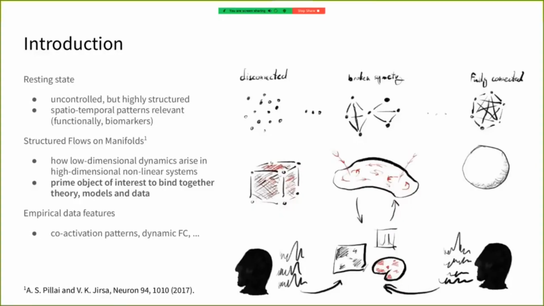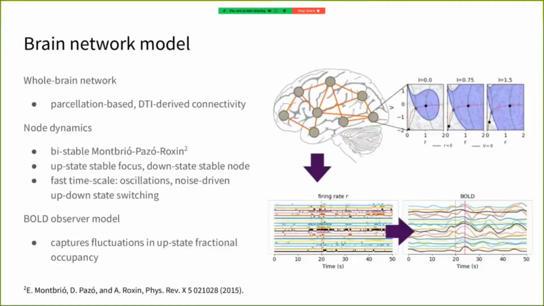The resting state is an uncontrolled but highly structured paradigm which has interesting spatial temporal patterns, relevant both functionally and as biomarkers across various brain states and disease. What we would like to do is put forward these structured flows on manifolds as the prime object of interest, which helps us to bind together the theory, the modeling, and the empirical data features, in this case the dynamical ones such as coactivation patterns, dynamic functional connectivity, and so on.